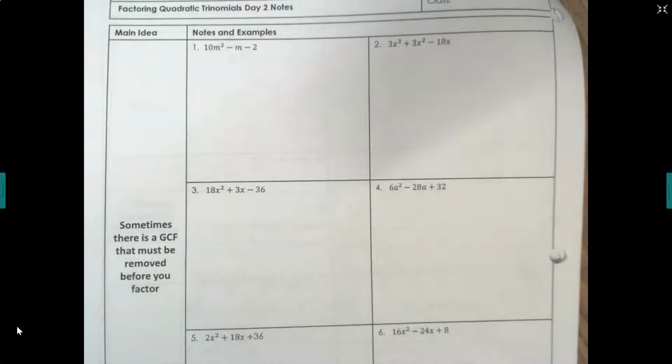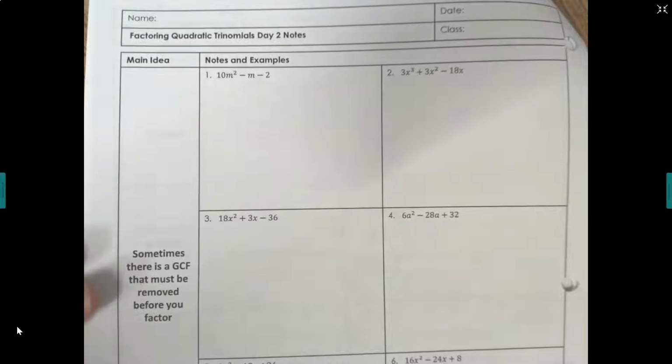Welcome to this video on factoring quadratic trinomials. By the end of this video, you should be able to rewrite a quadratic trinomial in factored form. So as a review, let's take a look at problem 1.